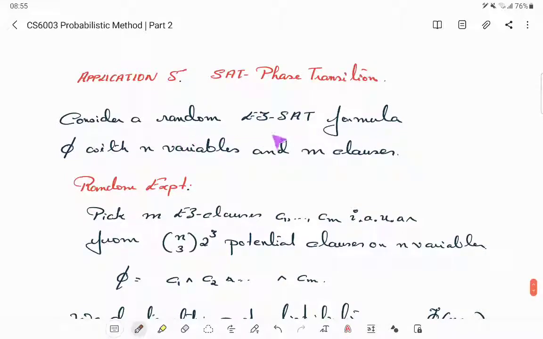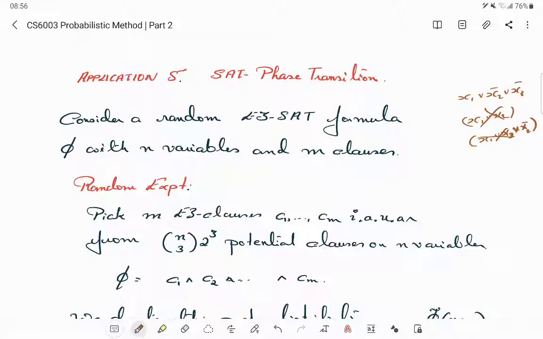So here, what is the random object that we are sampling? We are sampling an E3 SAT. Remember, E3 SAT is a CNF formula in which each clause has exactly 3 literals, and all 3 literals have to be of distinct variables. It should be something of the form x1 or x2 bar or x3. Something like x1 or x2, 2 variable clauses, are not allowed, or even things like x2 or x2 bar, this is not allowed. So these are the exact 3 SAT formulas.